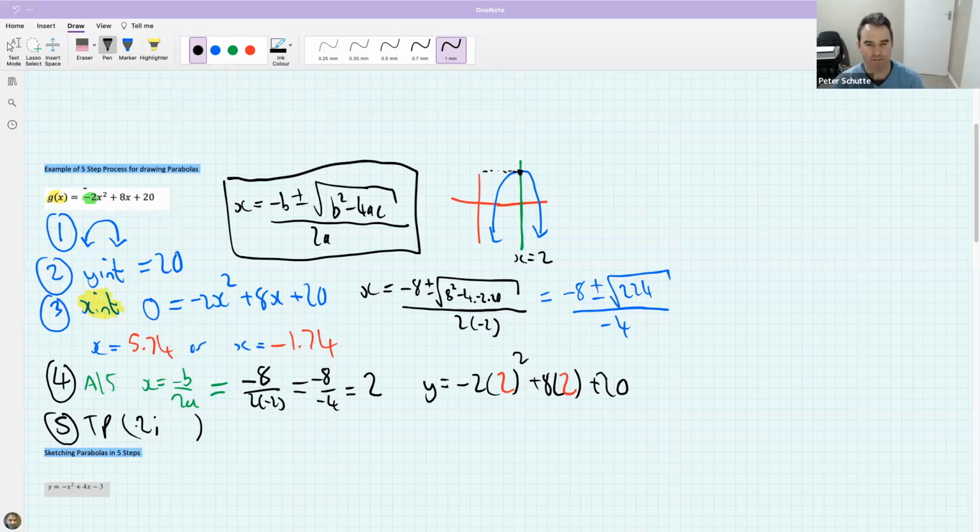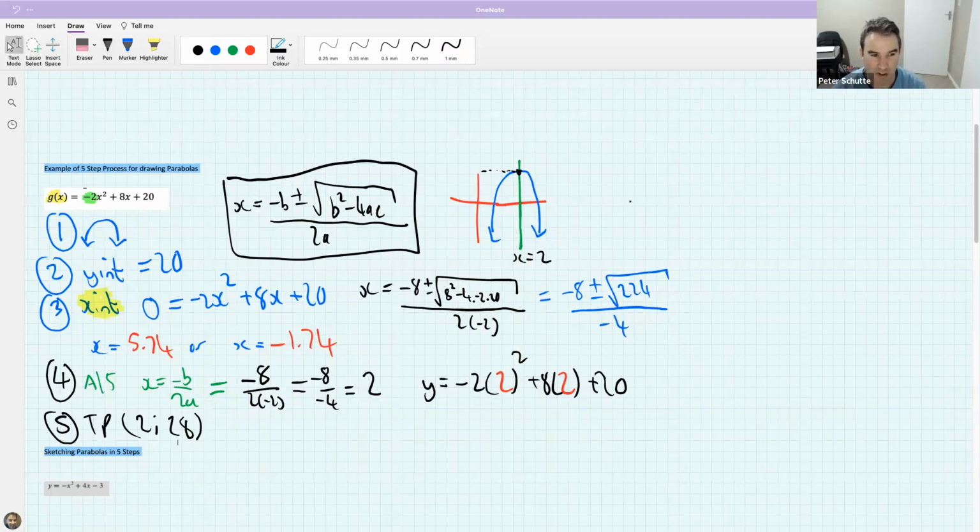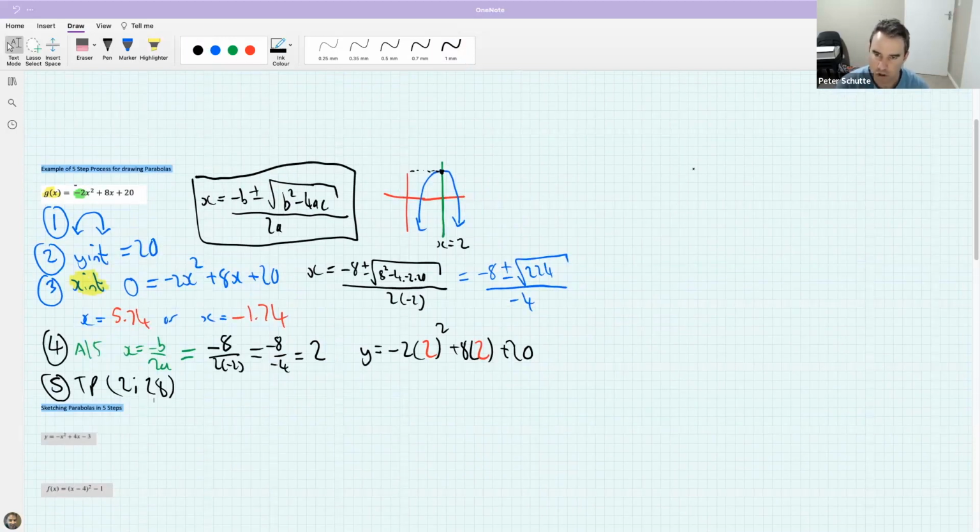So for step 5, when you put this in, you should get minus 8 plus 16, which is 8, so that's 28. So my turning point is 2, 8. Now, those are the 5 bits of information I need to draw my graph. Once you've done this, actually the hard work is over. But I'm going to show you how you would draw the graph. And then after the break, you guys are going to start drawing these things for me.